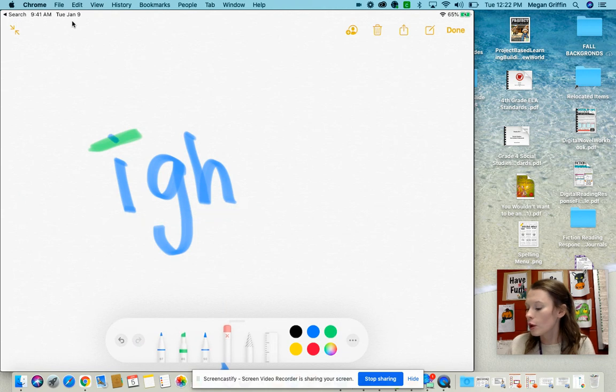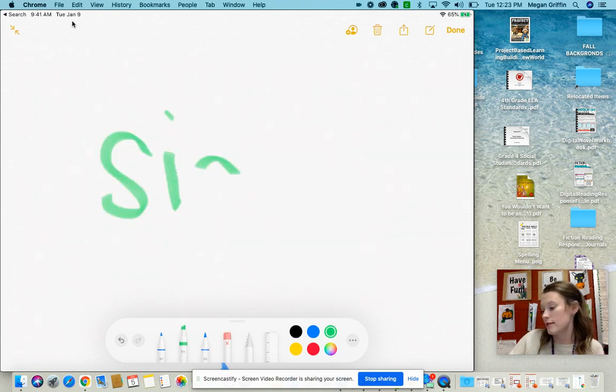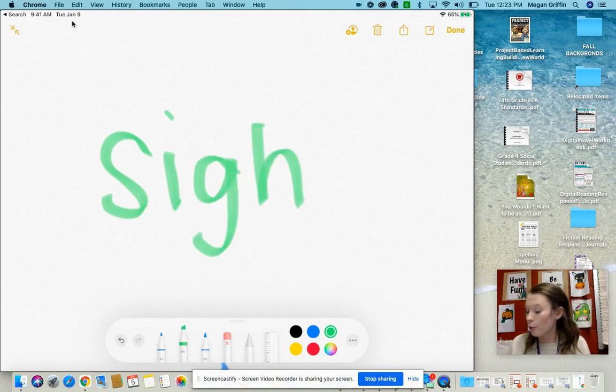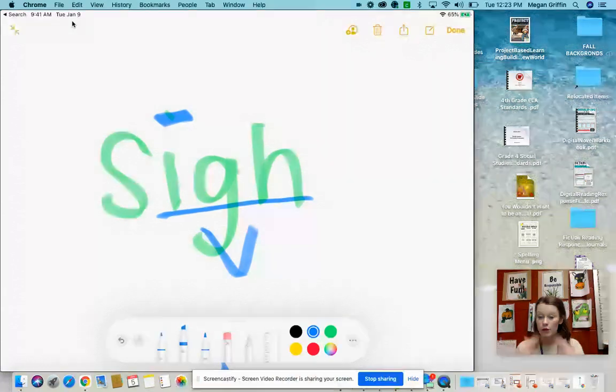So when I see a word with IGH in it, what I do is I underline the IGH all together, and I like to put a long I over the I to remind myself this says sigh, or this says I, okay? And if I were syllabicating, if this was a multi-syllable word, I would label that as a vowel. IGH all together is one vowel.